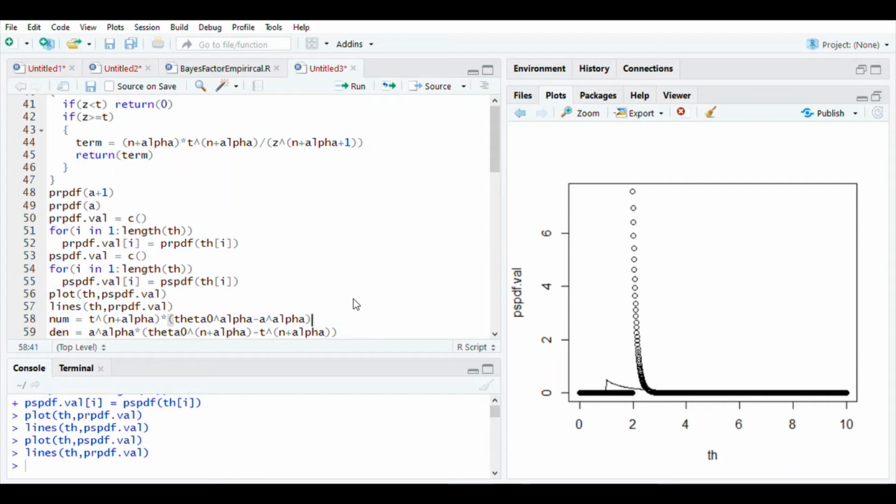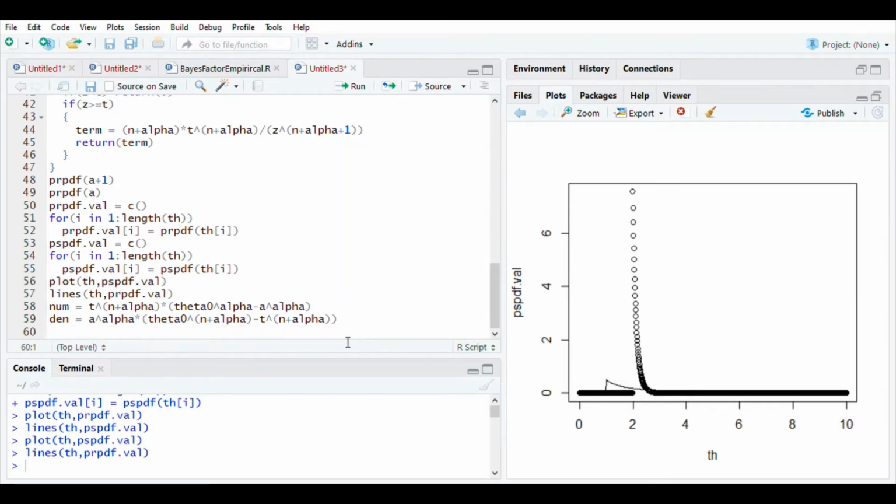So to compute the Bayes factor, we have calculated the numerator here: t raised to n plus alpha into theta naught raised to alpha minus a raised to alpha. Check the brackets again. And the denominator is a raised to alpha into theta naught raised to n plus alpha minus t raised to n plus alpha. Check the brackets. So the Bayes factor is simply the ratio of these two.